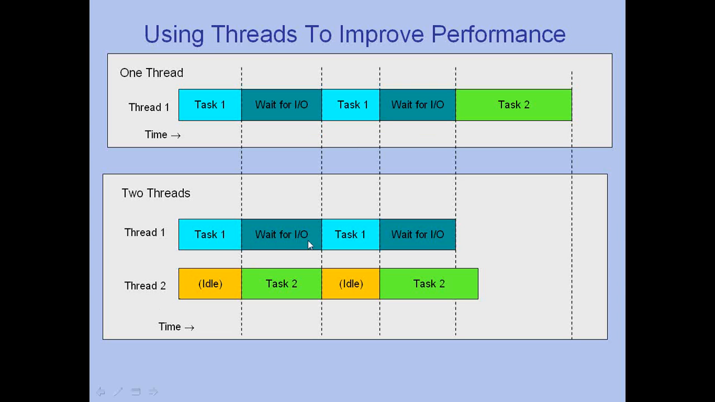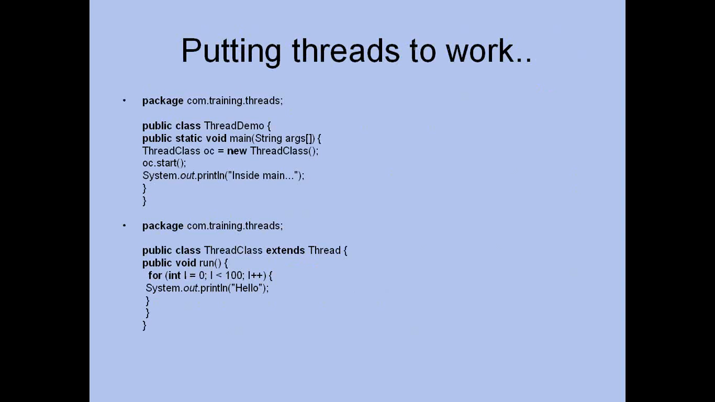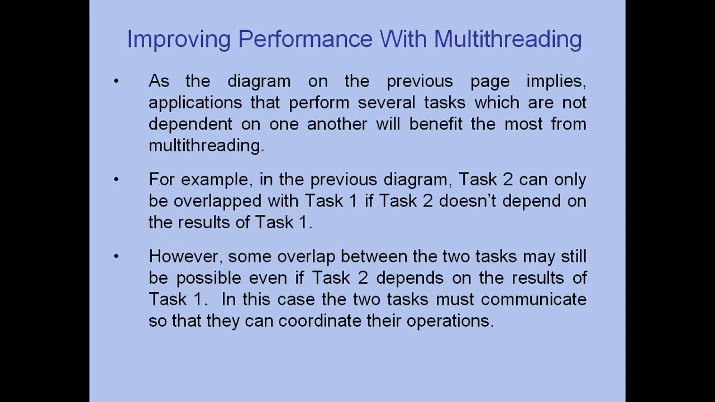Instead, what can be done is this wait for IO period. If there is no dependency, we can perform some other task in that time interval in a separate thread. So here comes the concept of multi-threaded programming. See, 2 threads. And how do you do that? And before discussing how do you do that, let's look at why do you need to do that.